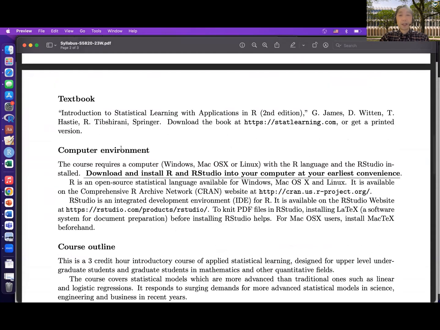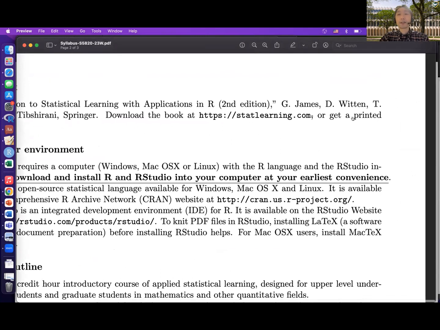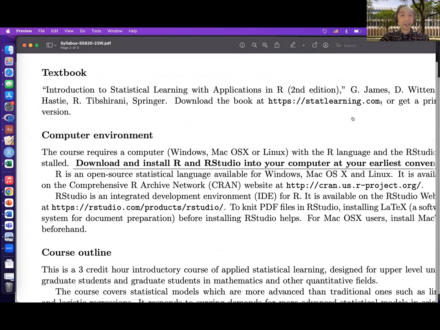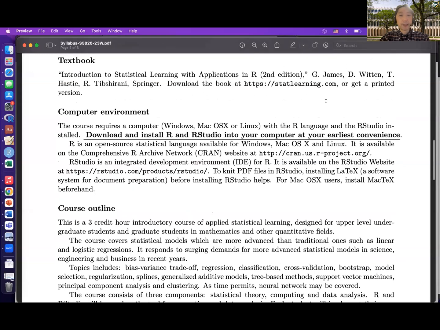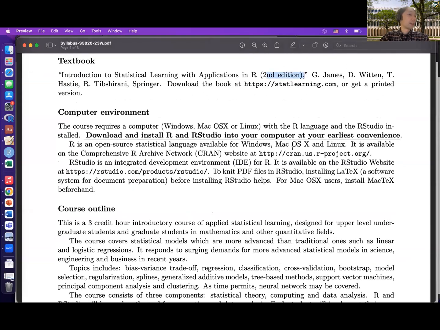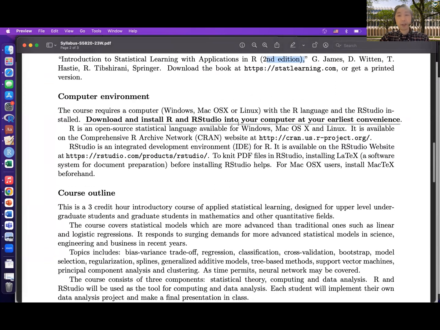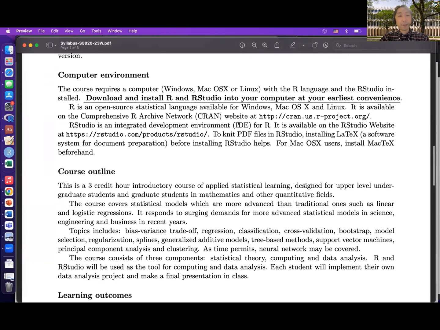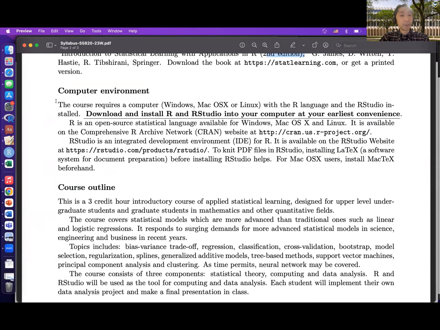Textbook: Introduction to Statistical Learning with Applications in R, the second edition. This is downloadable at the official website, but still, the printed version may be easier to read. It isn't very expensive, and we are using the second edition. I haven't seen exactly the difference, but the biggest difference is the neural network. The second edition includes neural networks, and the first edition does not. If we have sufficient time, we will cover some neural networks. Last year, I just gave a preview of neural networks, not really covering them deeply.